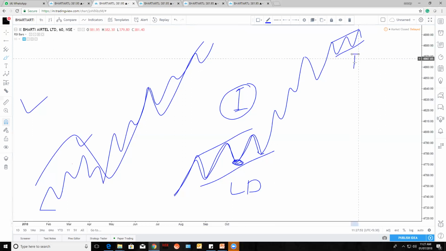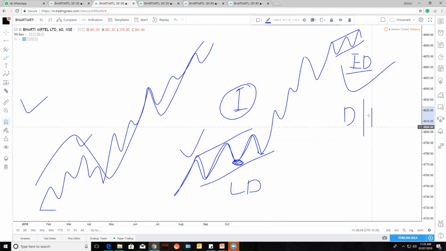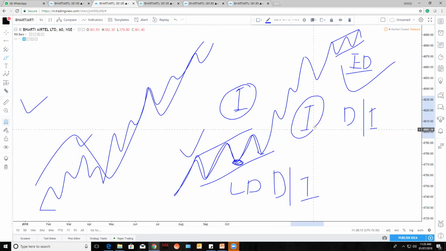That is an ending diagonal. Okay, it means wave 1 can be a diagonal, and wave 5 can be a diagonal or an impulse. Wave 3 will always be an impulse. It's not anything other than an impulse. Got it? So the third wave should be an impulse wave. Wave 1 can be a diagonal or an impulse. Wave 5 can be a diagonal or an impulse. Got my point?